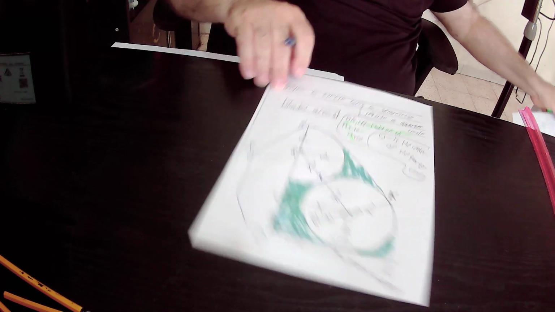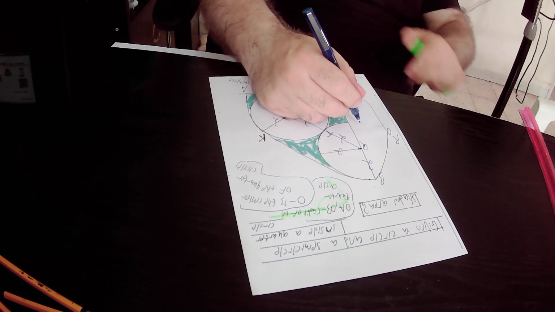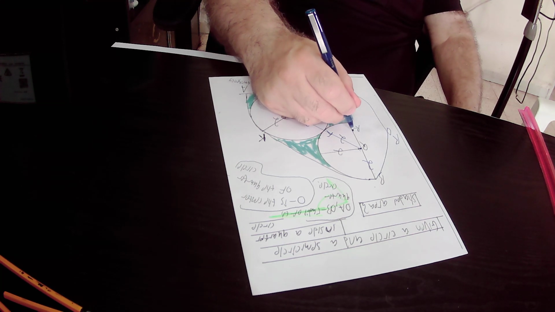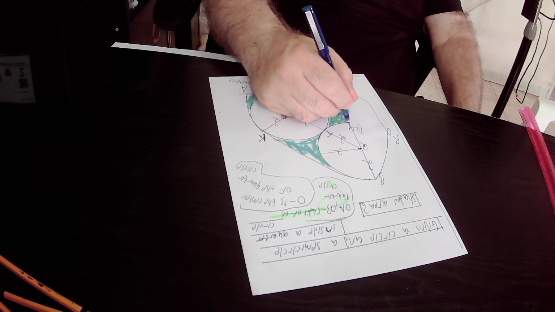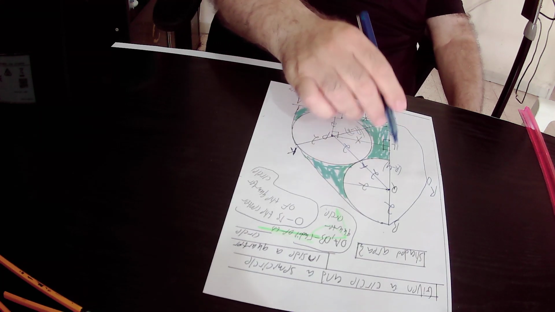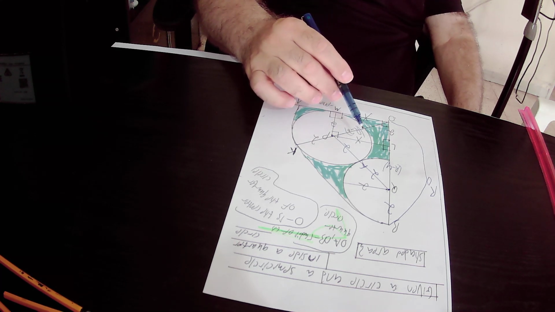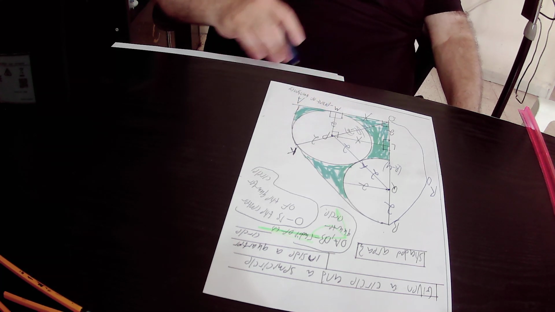So you can write here that QL equals capital R minus 4. In the next step, I will copy the right triangle QLP onto a new page, and we will implement the Pythagoras theorem on this triangle QLP.